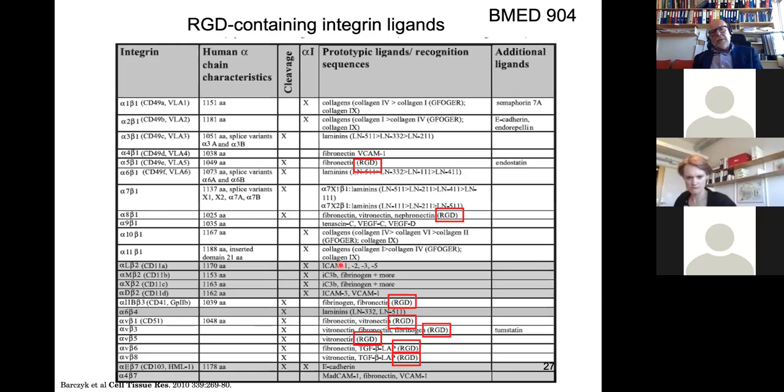When you open a textbook and read about integrins, many textbooks will say that integrins are RGD binding proteins. This is a table I made for a review just to show that this is not true. As we said, there are 24 integrins, and 8 of the 24 integrins actually recognize the RGD sequence. So it's a subset of integrins that recognize the RGD sequence in the ligands, but it's not a general property of integrins.